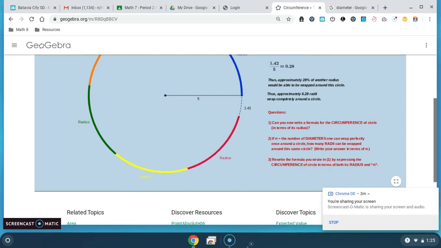And question 2, I want you to think about this. If pi equals the number of diameters one can wrap perfectly once around a circle, how many radii can be wrapped around this same circle? Okay, so you've got to think about it. How are the diameter and the radius similar? We talked a little bit about this. So I'm starting to get that brain moving and thinking, right?